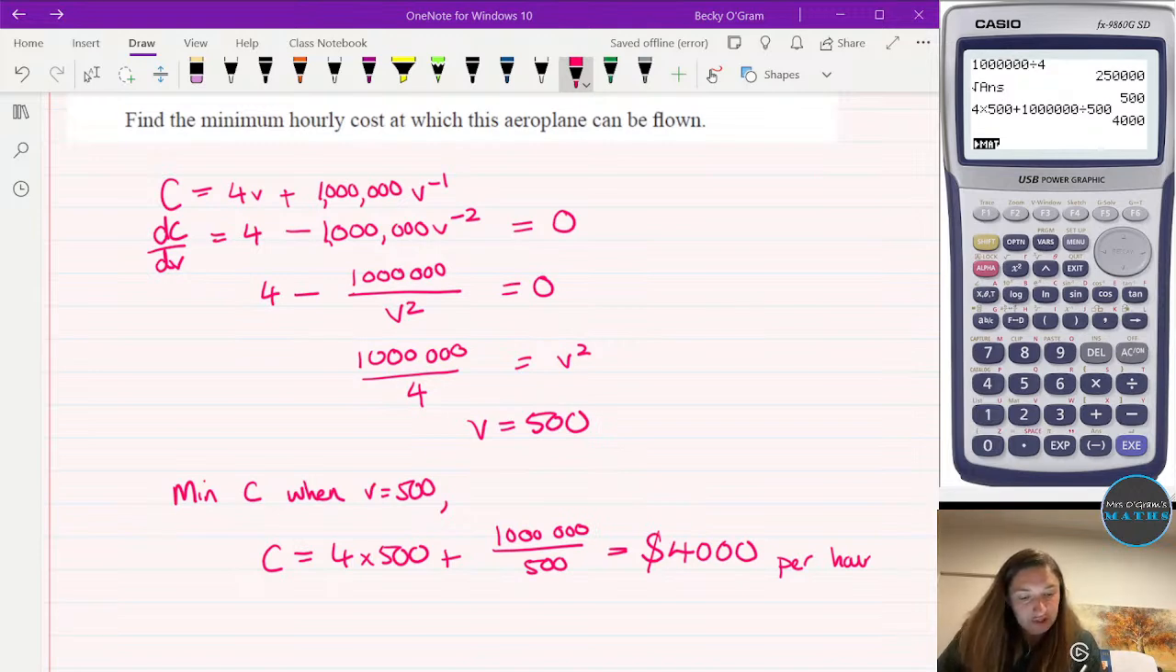Units were not required there. I'm just checking the mark scheme now. If you just put 4,000, then you would get the merit point there.